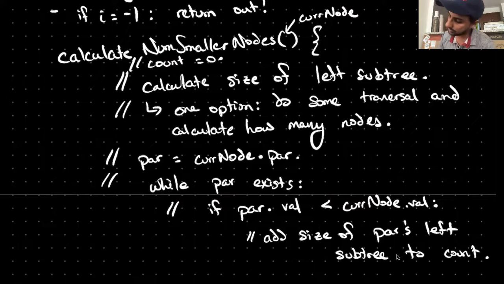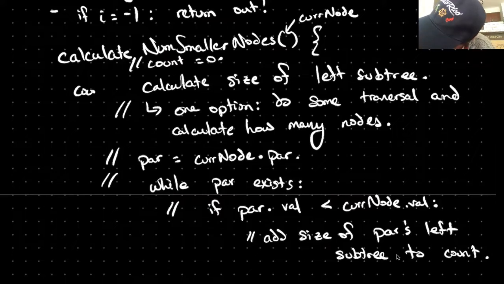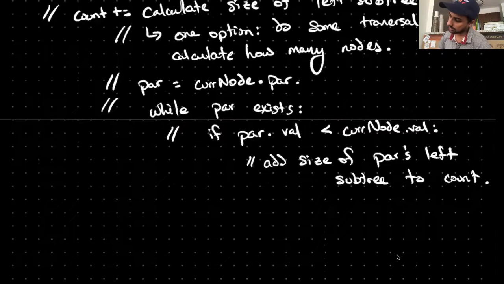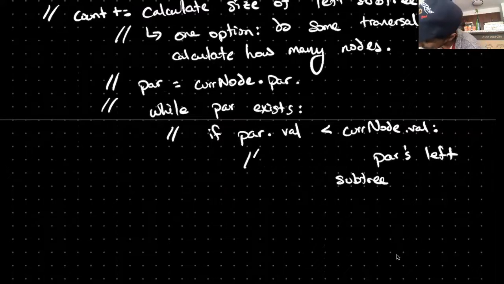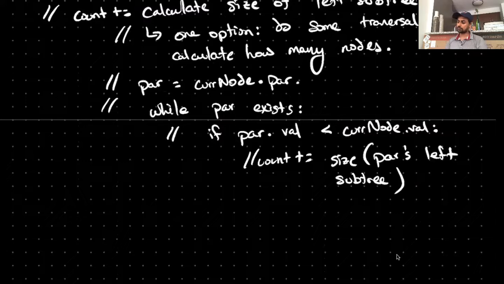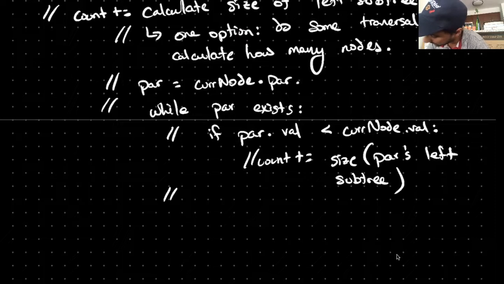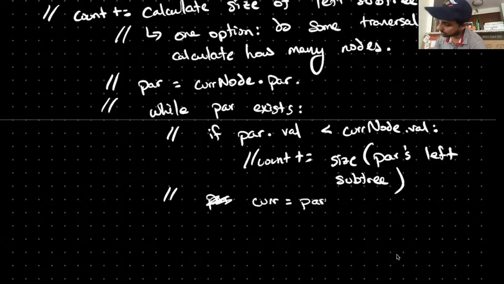So then here with calculate size of the left subtree, let's just say that we want to add that value to count. So we want to do count plus equals this. And then here we basically are going to do the same thing. This is going to look something like count plus equals size of parent's left subtree. And then we're going to keep doing this while the parent exists. And then the only other thing we have to do here is current equals parent.